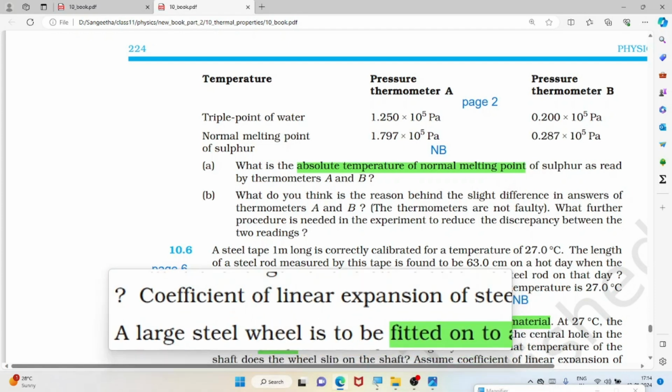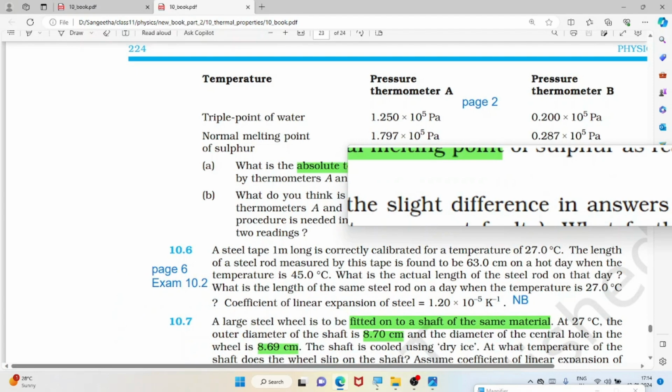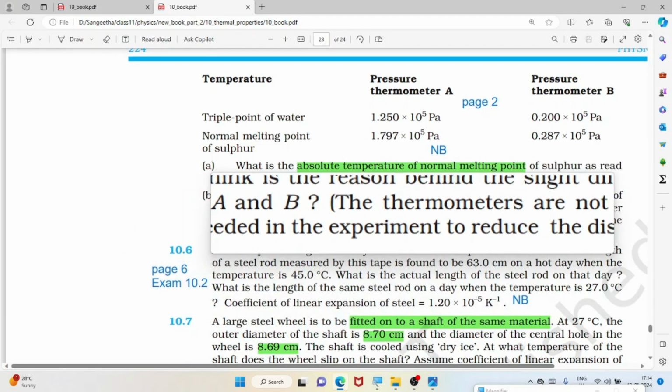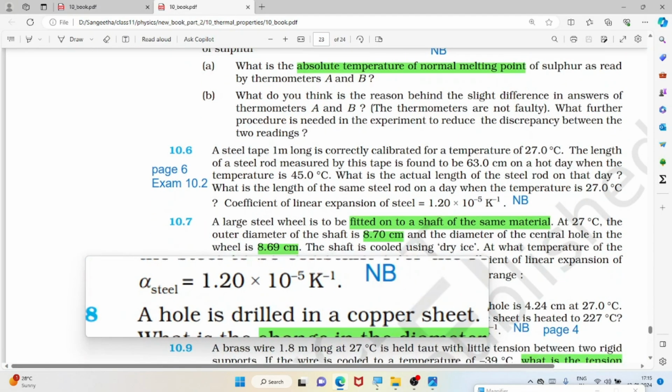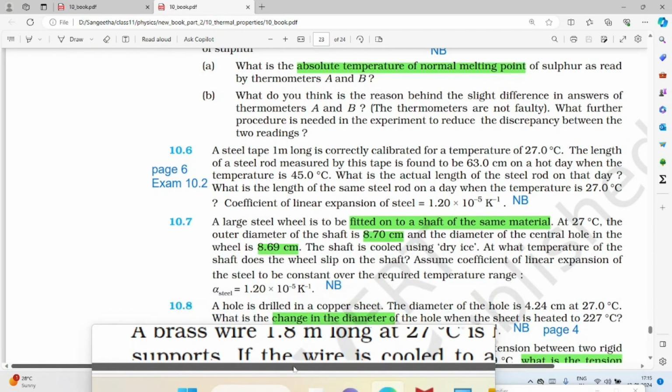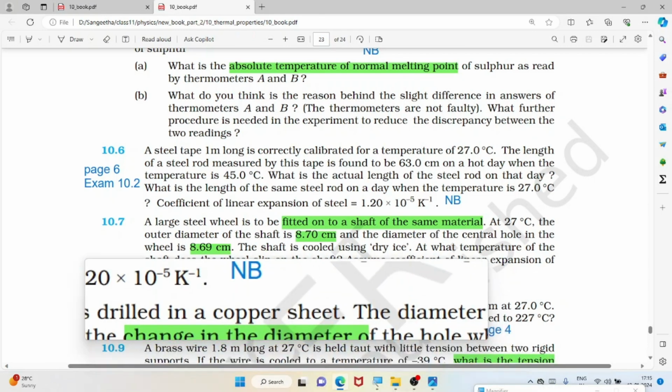What do you think is the reason behind the slight difference in the answers of thermometers A and B? That is, they are not ideal gases and the experiment should be done at low pressure conditions to get the accurate value.